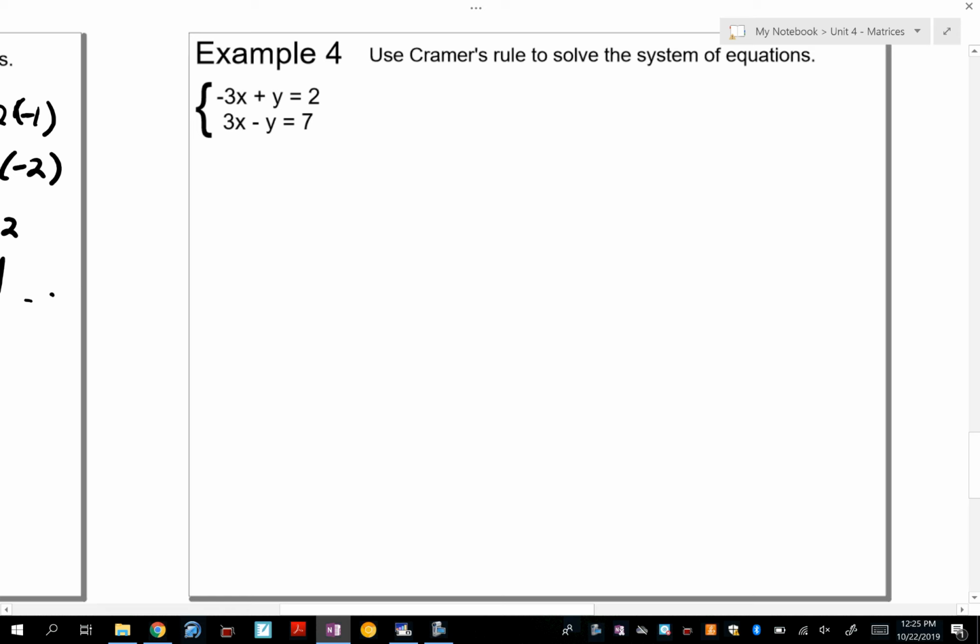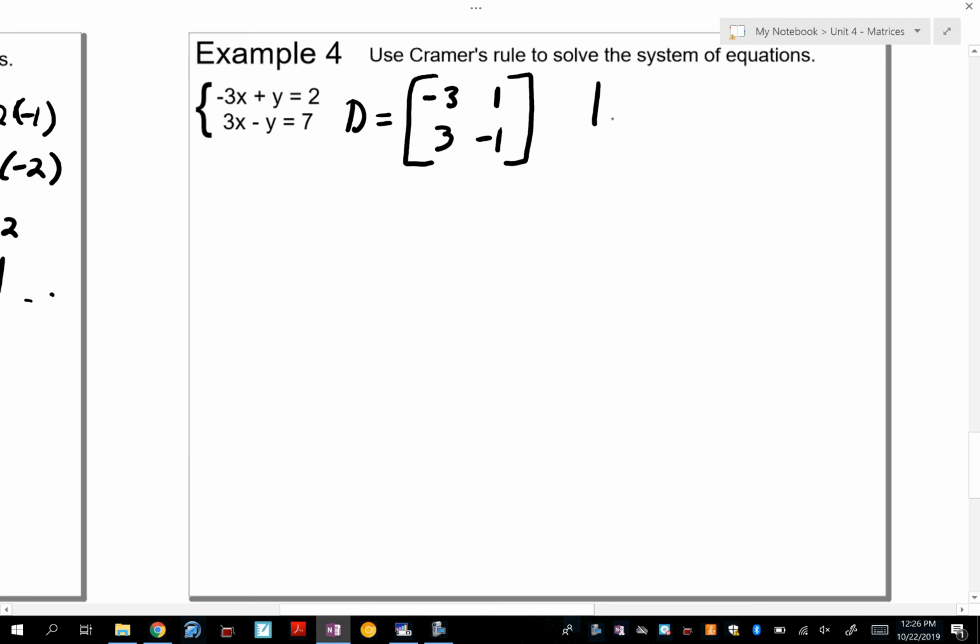Ready? All right, first we need the coefficient matrix. Negative 3, positive 1, 3, negative 1. All right, please stop me if you don't know where I got those numbers. I got those in front of x and y. They're from x and y, always the coefficients of x and y. Okay? Now, I always label that matrix D, but you can use whatever letter you want. It doesn't matter.